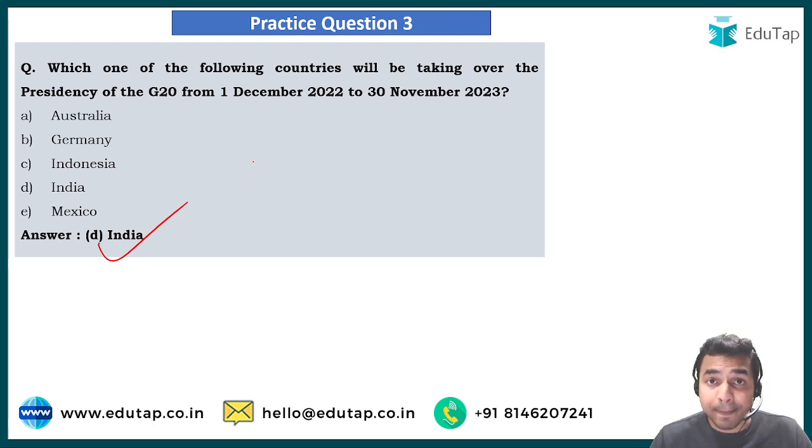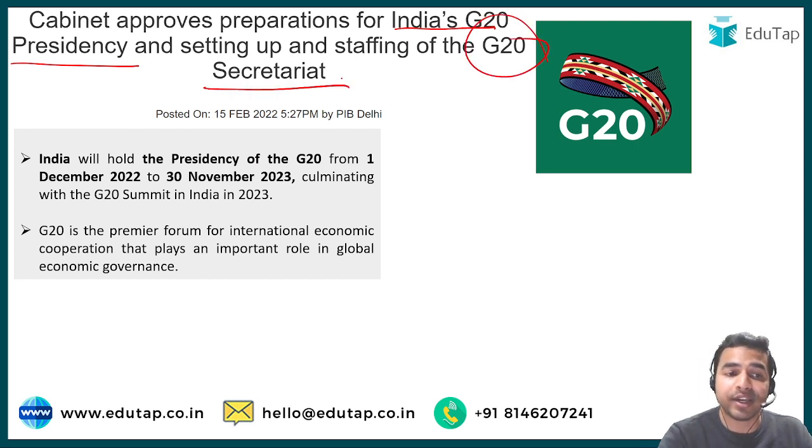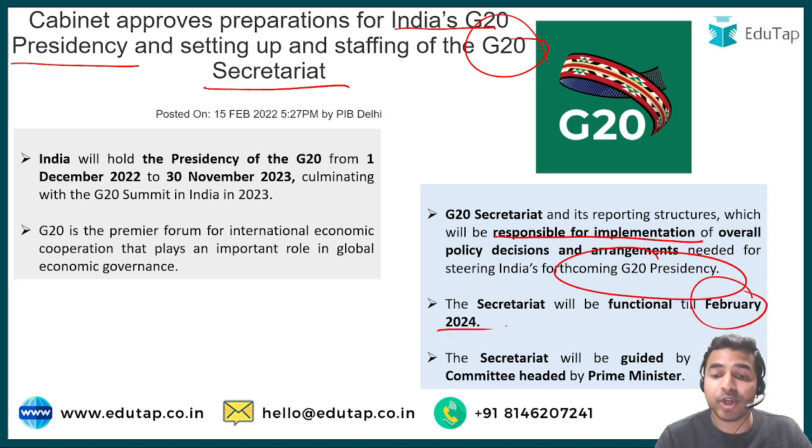And why exactly are we discussing this particular news? The reason behind that is the cabinet, which is being headed by our Honorable Prime Minister Shri Narendra Modi, has recently approved the preparations for India's G20 presidency and setting up and staffing of the G20 Secretariat. The G20 Secretariat is going to be responsible for the implementation of overall policy decisions as well as arrangements which will be needed for steering India's forthcoming G20 presidency. The secretariat will be functional till February 2024, and this will be guided by an apex committee which will be headed by the Prime Minister only.